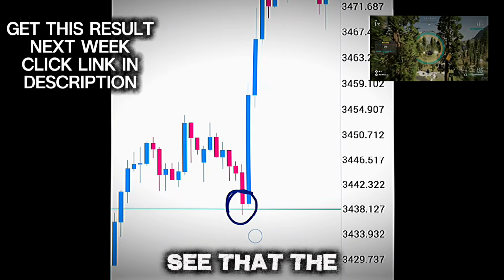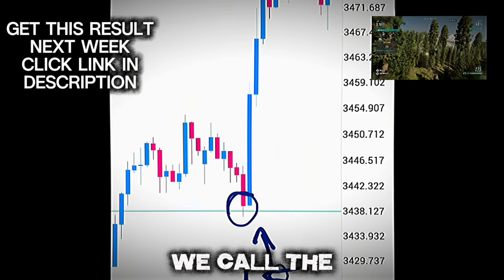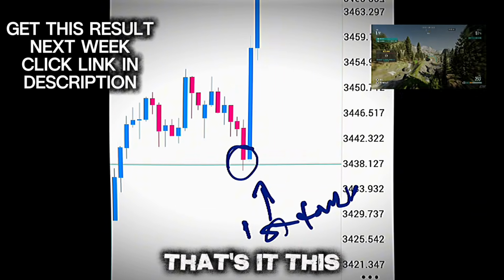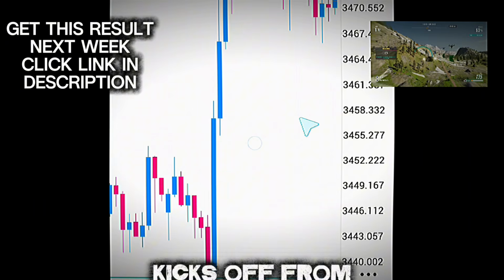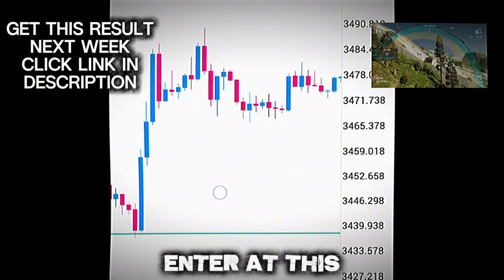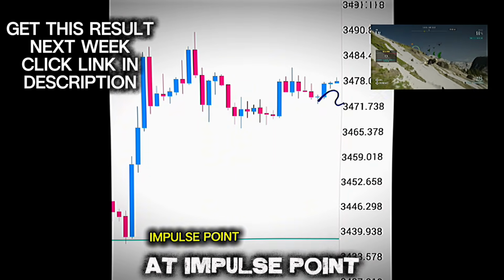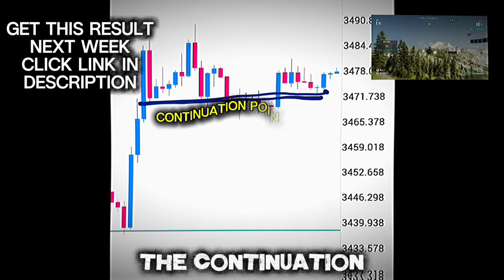Like you can see that this point there is what we call the impulse point. This is where the whole momentum and volatility in the market kicks off from. And you don't want to enter at this impulse point, which is bringing us to number 3. You don't want to enter at the impulse point. You want to enter at the continuation point.